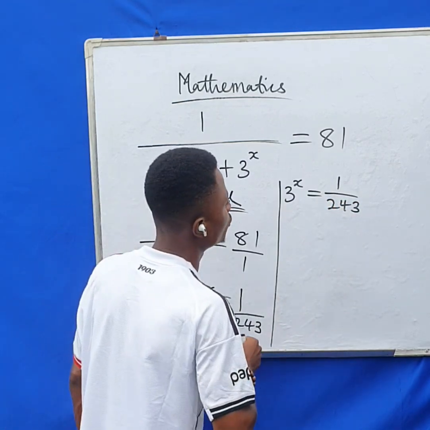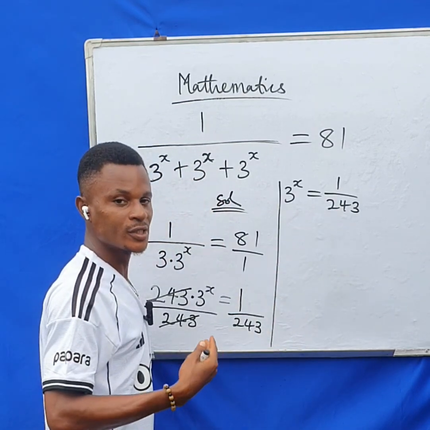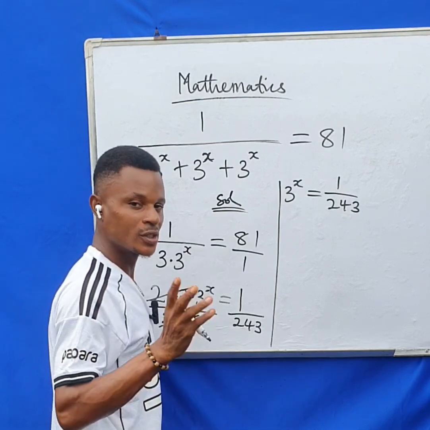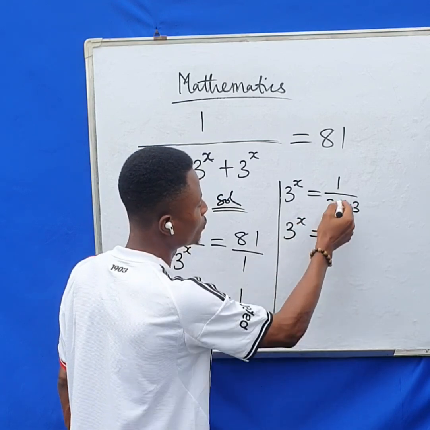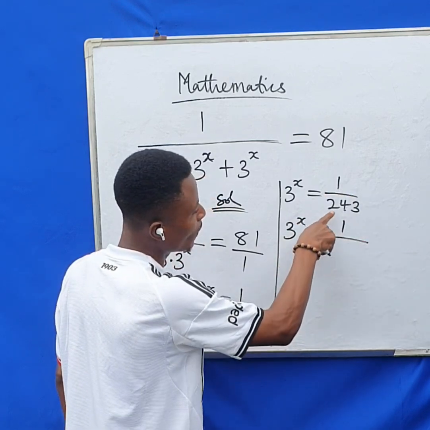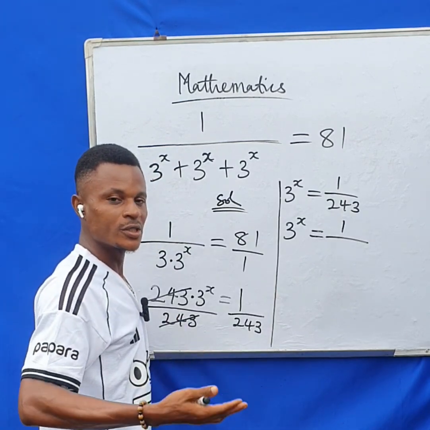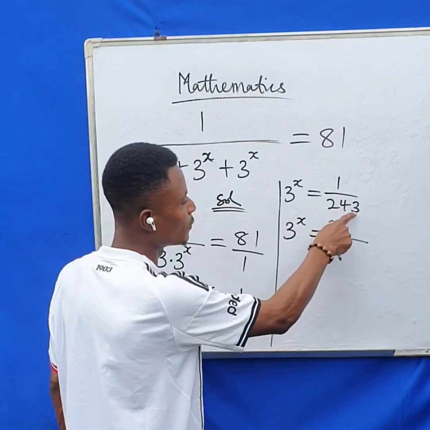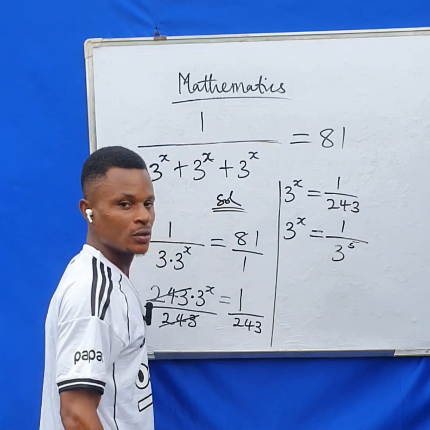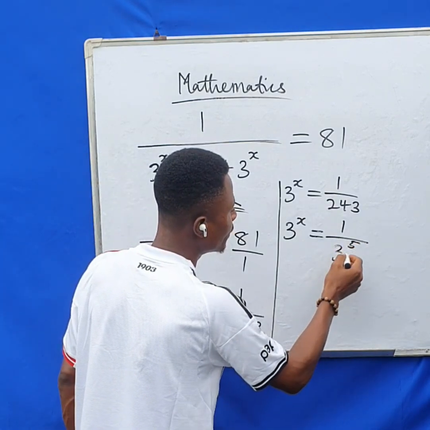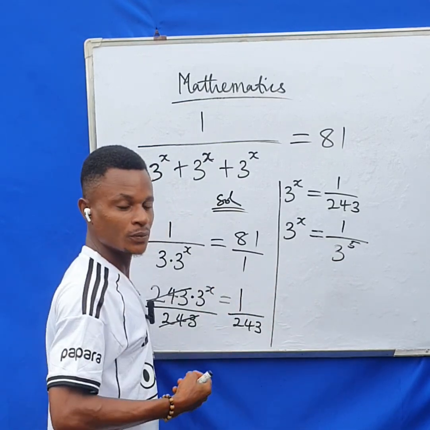The next thing to do is to write this 243 in exponential form such that it will be in base 3. Question is, how do we do that? It's very simple. Let's write down this one back. We have 3 raised to the power of x equal to 1 over. Now 243 is the same thing as 3 raised to the power of 5, because 3 times 3 times 3 times 3 times 3, into 5 places, will give us this 243. So in place of this, we are going to write 3 raised to the power of 5.